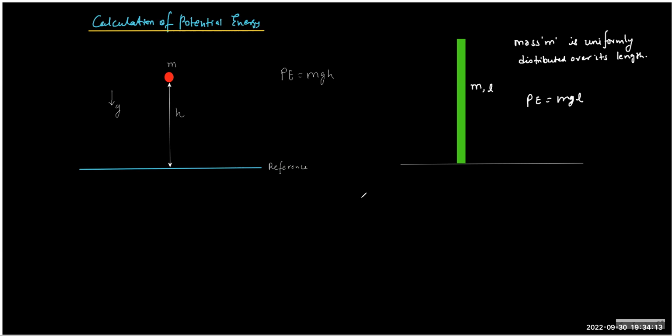So now, what is the way of getting it? Like you know the formula for a particle. Is the rod like a particle? Yes or no? The rod is not a particle. The rod is a body, so it is called distributed mass. The mass is spread over, let's call it, length L.